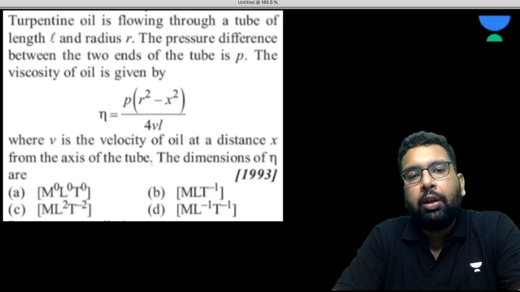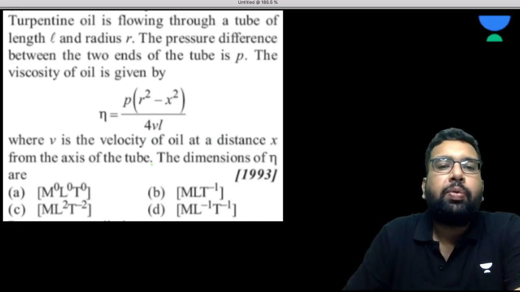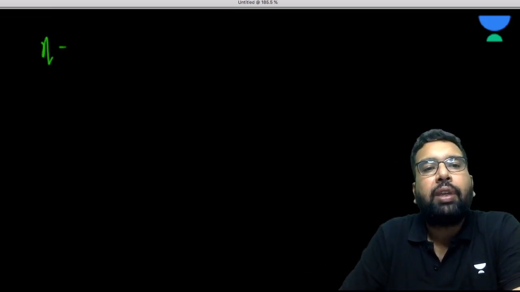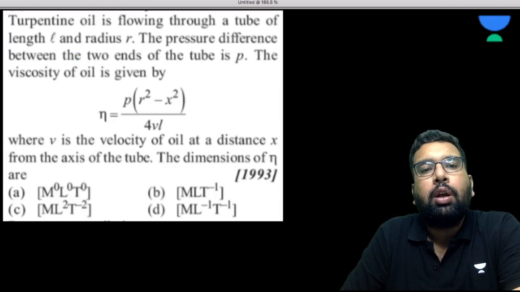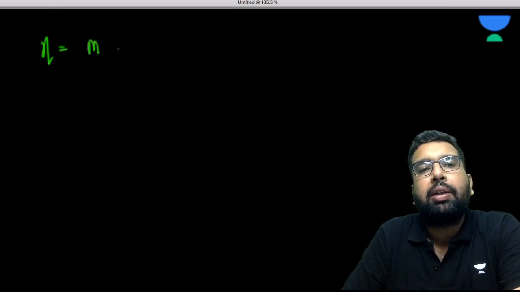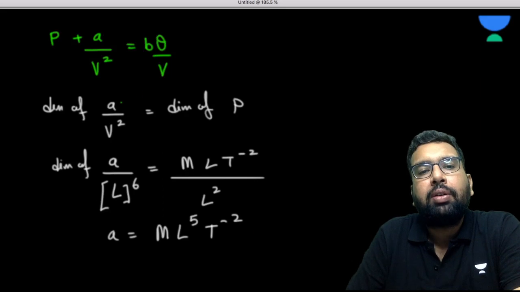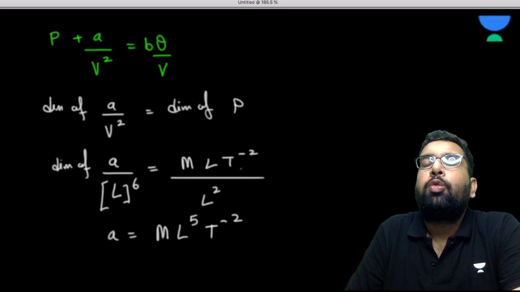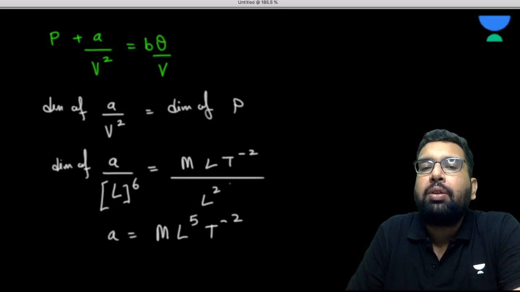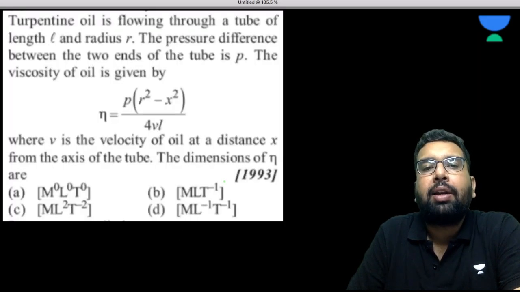of the tube. Now please understand this. So we have the dimension of eta. What is the dimension of P here? The dimension of P here is ML minus 1 T minus 2. We just sorted it out in the last question, so I am using it directly: force upon area, MLT minus 2 over L square, that is L minus 1. So I am directly using it here.